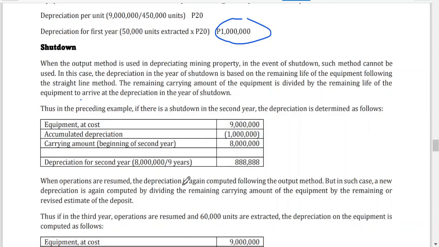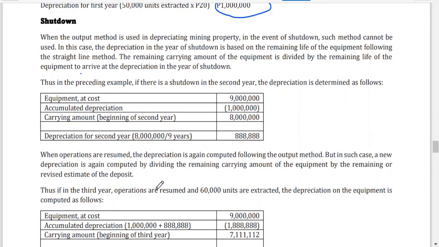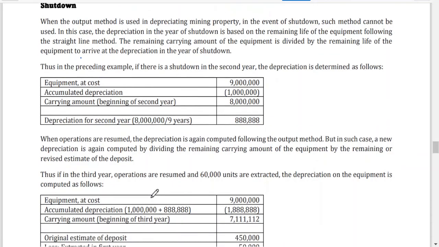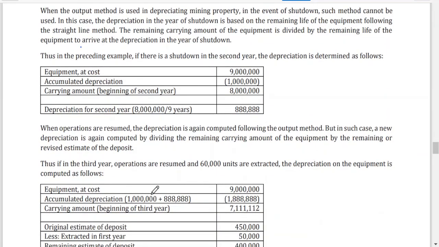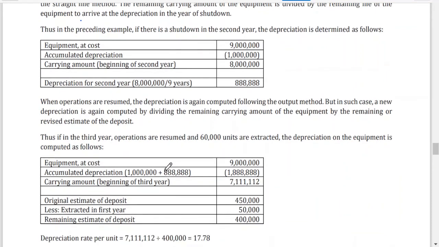When operations are resumed, the depreciation is again computed following the output method. But in such case, a new depreciation is again computed by dividing the remaining carrying amount of the equipment by the remaining or revised estimate of the deposit. Thus, if in the third year, operations are resumed and 60,000 units are extracted, the depreciation will be computed as follows.